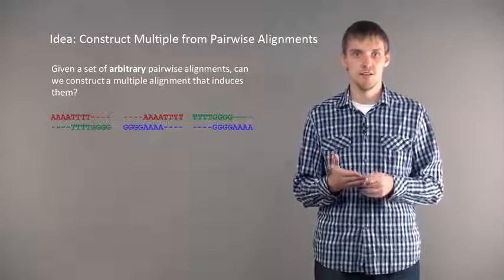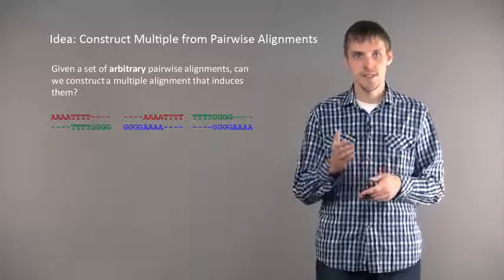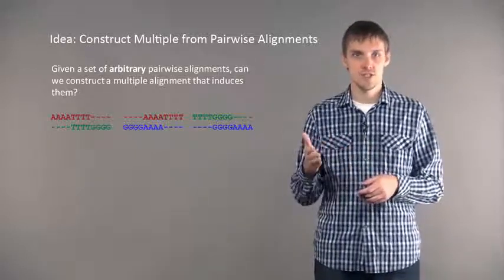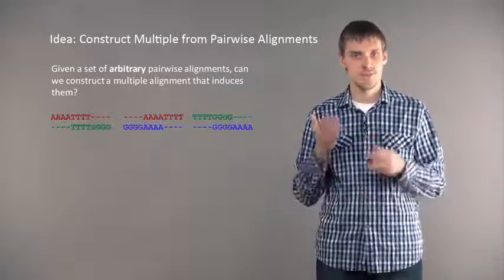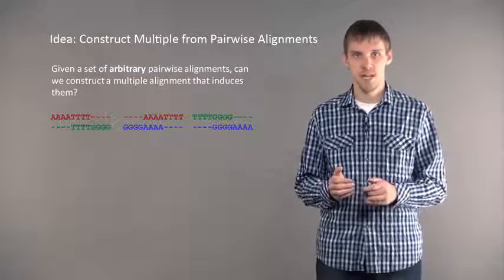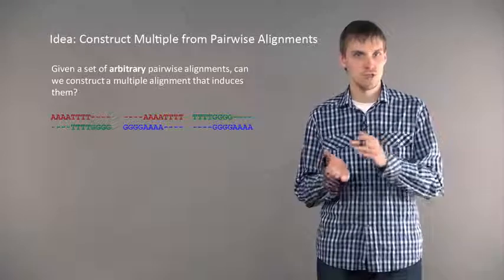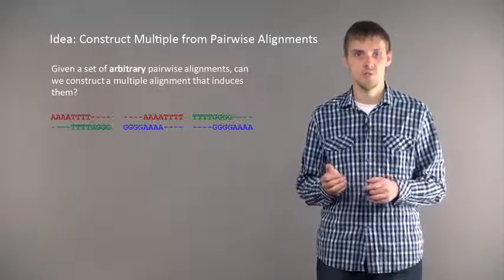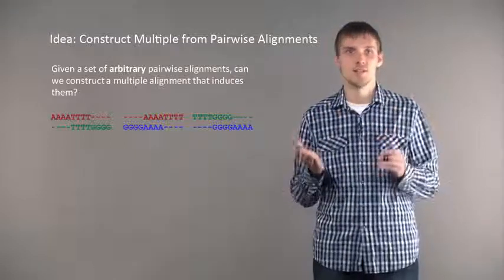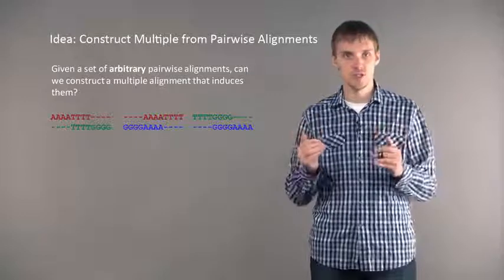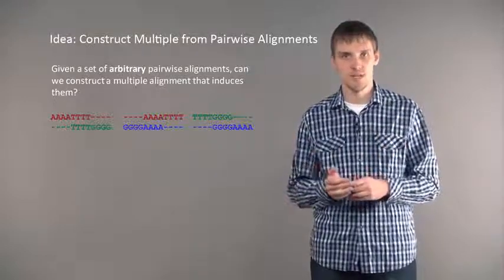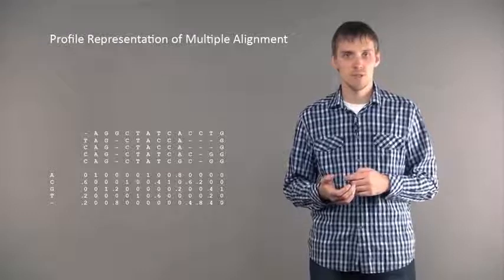For example, if we have sequences AAA TTT, TTT GGG, and GGG AAA, we have these three pairwise alignments, which have 4 matches each. But we cannot construct a multiple alignment of these three sequences which will induce all these three pairwise alignments. But what can we do?